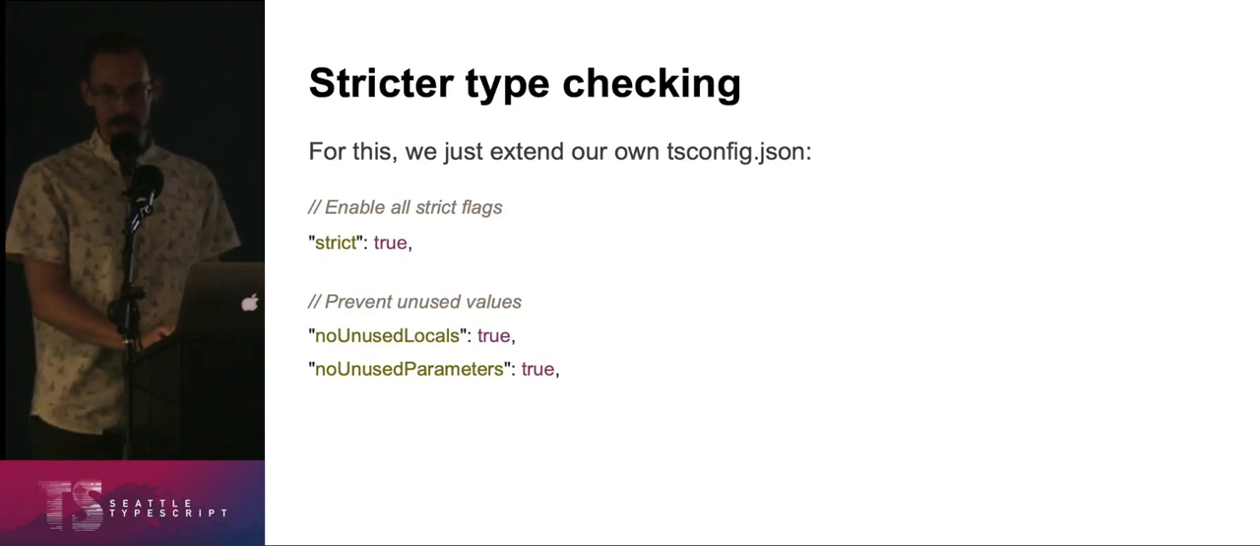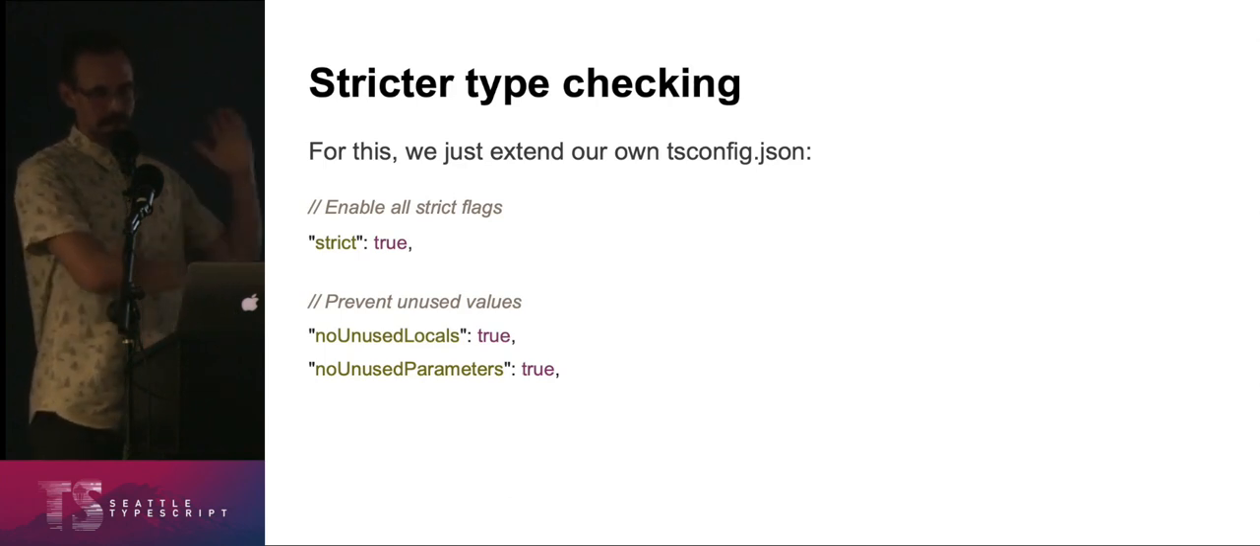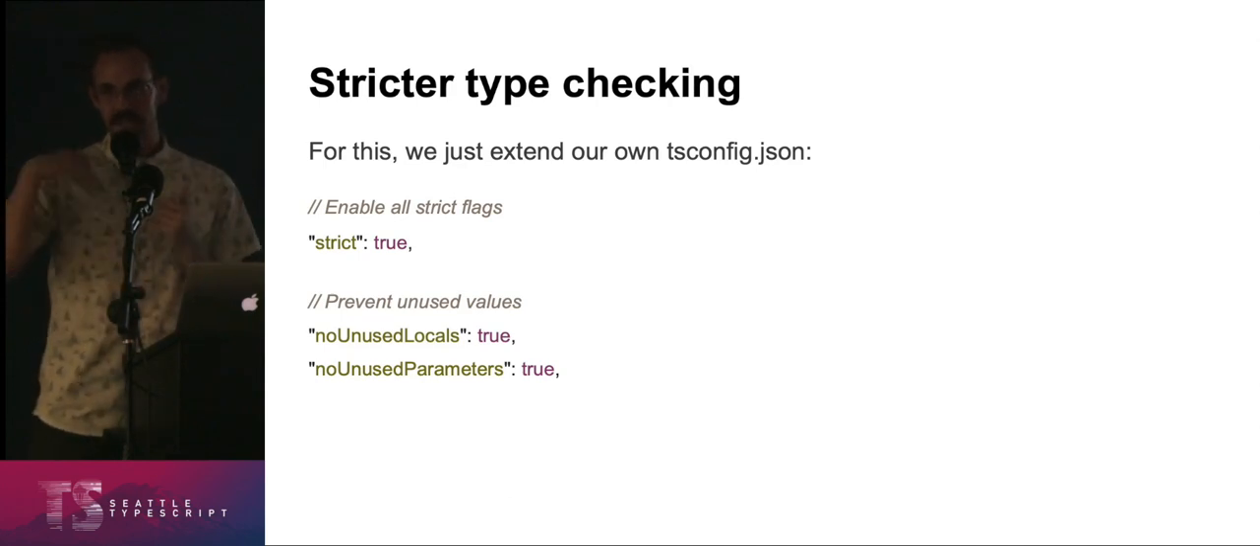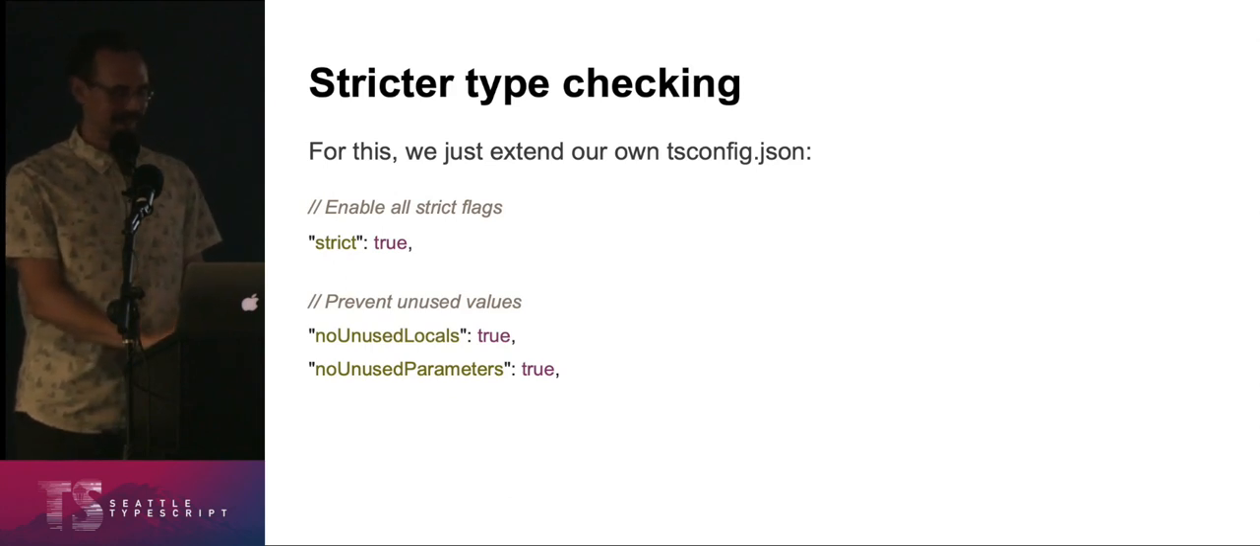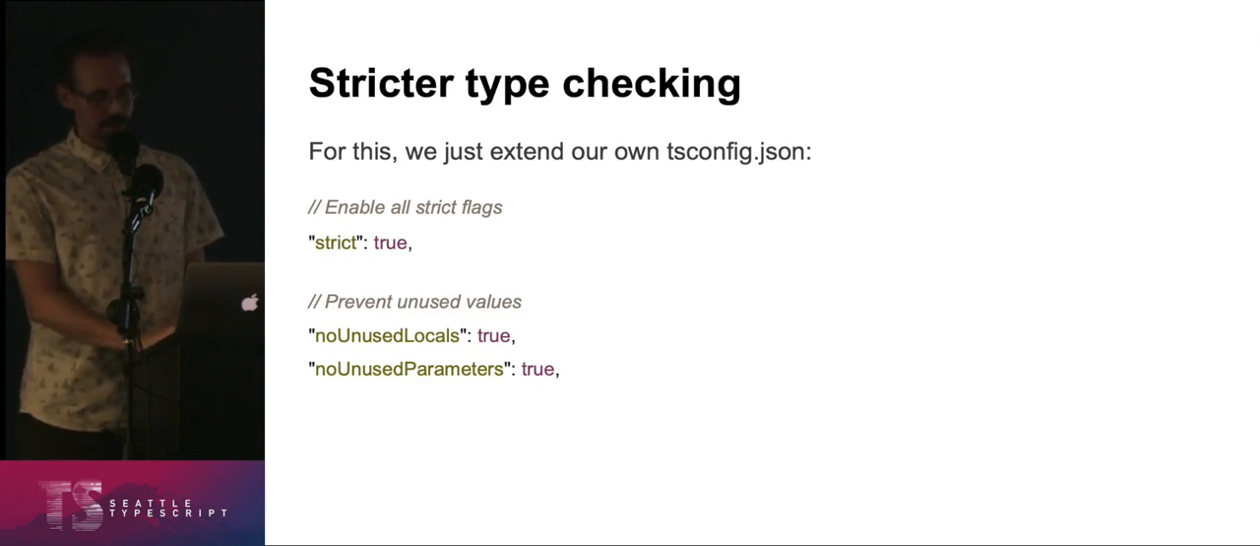But we want stricter type checking, or I want stricter type checking. I don't trust myself, and I want as much enforcement as I can when I'm coding. So again, if we have our own tsconfig.json, we can just throw in strict is true, and that enables all our strict flags. If you're wondering about the strict flags, we have Julian's talk from last time that goes through them all. You can find that on our YouTube channel. And then I also like to throw in these two, which prevent unused local values or unused function arguments, because again, I don't trust myself.